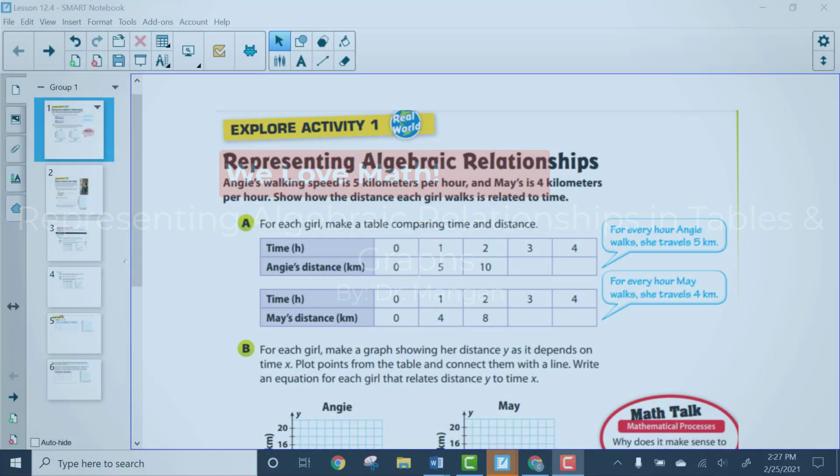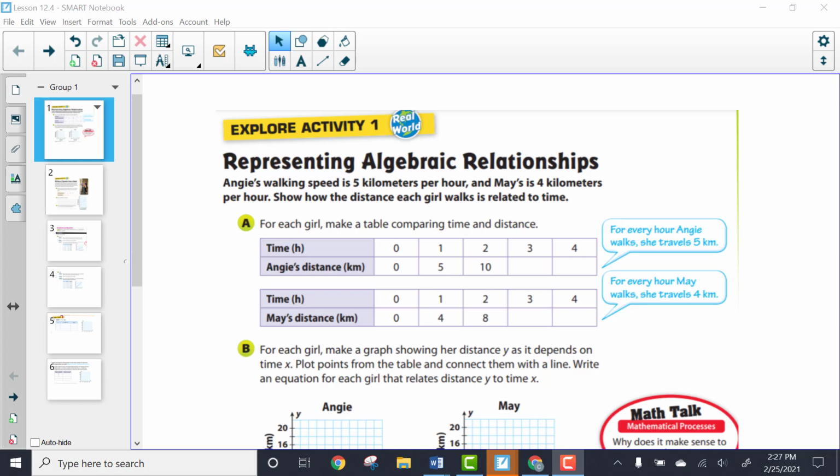You will need to get out your Go Math book and turn to page 351 and also get out your pencil. The goal for the video is for you to understand how you can use verbal descriptions, tables, and graphs to represent algebraic relationships. So let's take a look at the problem on page 351.